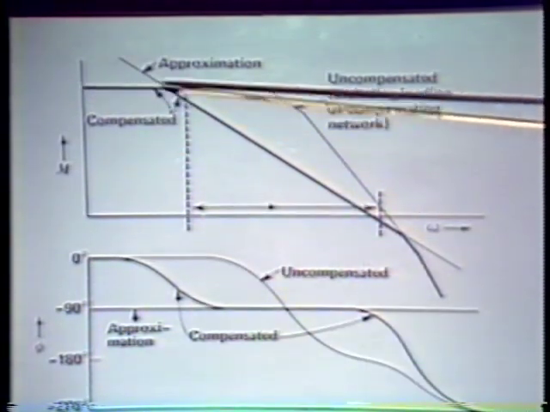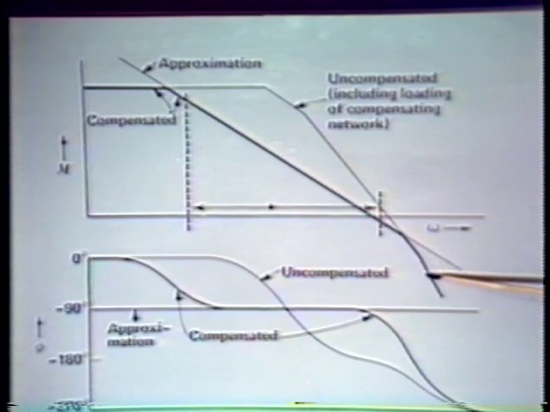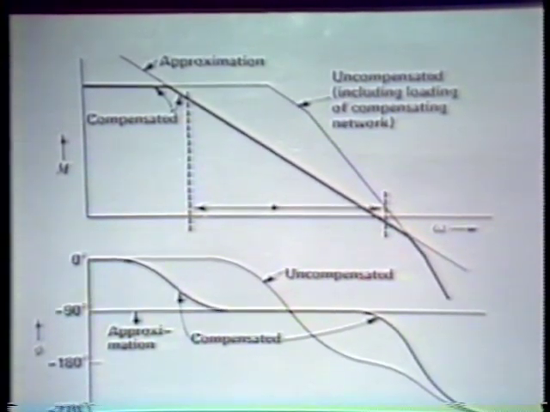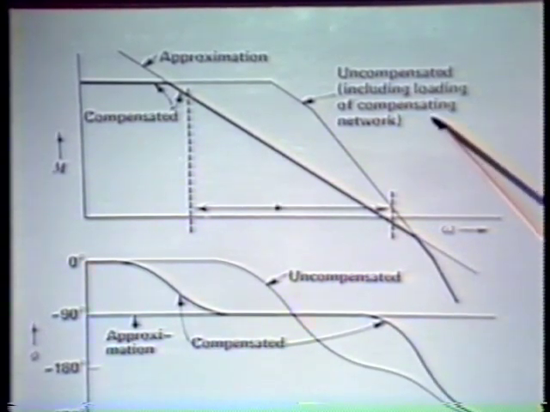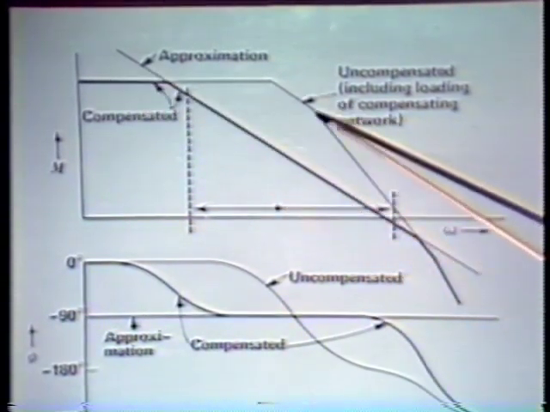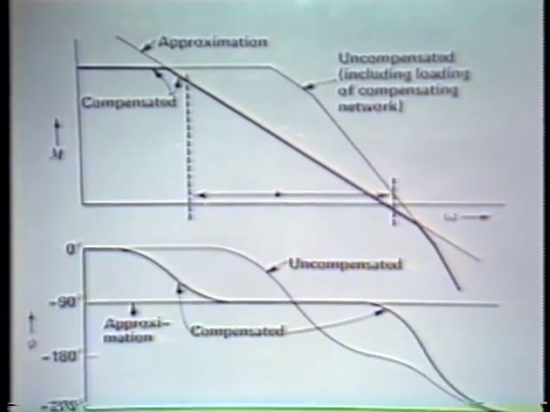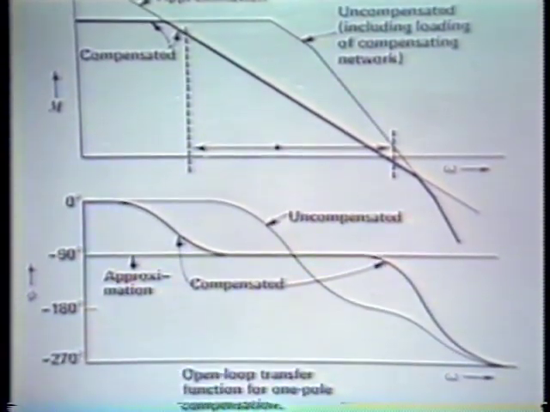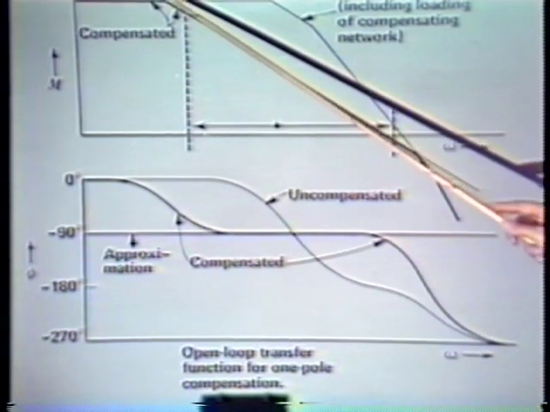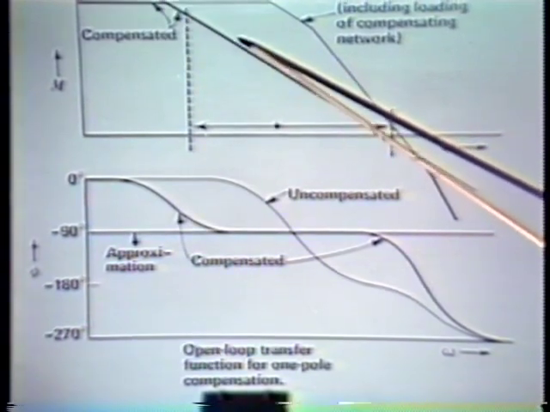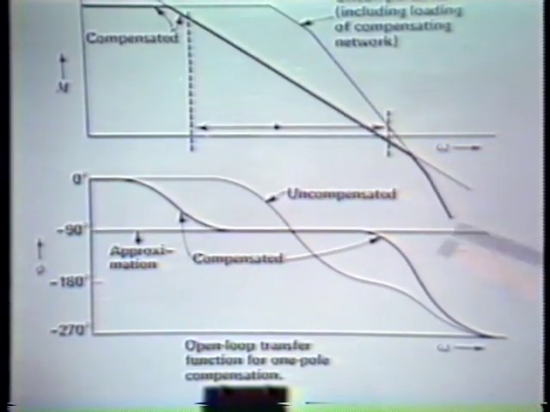The point is we do have the uncompensated open loop transfer function of the amplifier, that which would result if we disabled the compensating network but included its loading. So that's this curve. Then we draw the approximation. In the case where we use a single capacitor, we of course get a one-pole approximation, inversely proportional to S. So here's the approximation.